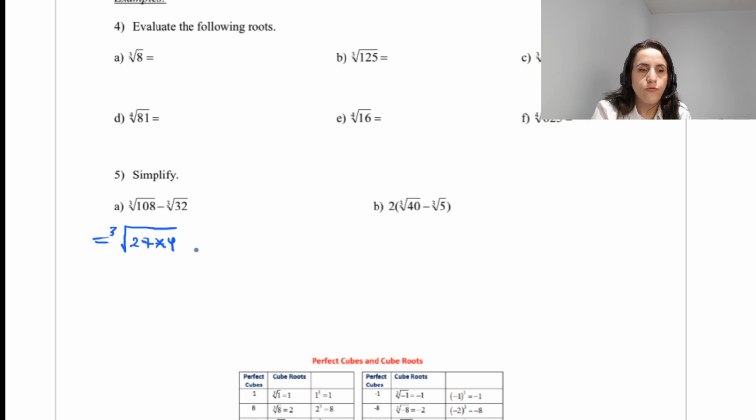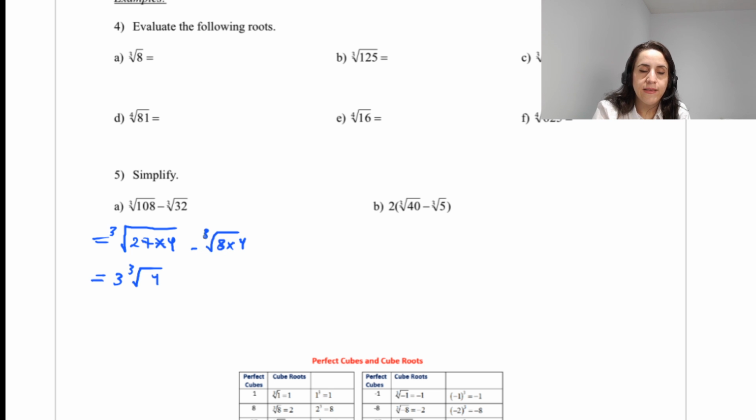How about 32? What can I write down for 32? 32, isn't it 8 times 4? I believe so. Okay. Cube root of 27, you saw it before, is 3 times 3 times 3, then it is a 3. But there is no cube root for 4, then 4 is staying under the radical sign.